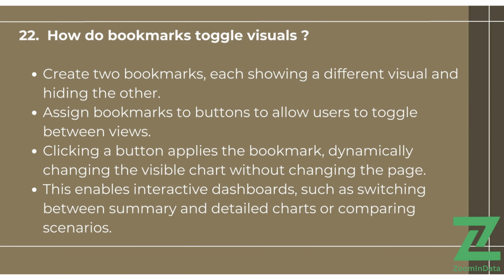22nd question. How do bookmarks toggle visuals? Create 2 bookmarks, each showing a different visual and hiding the other. Assign bookmarks to buttons to allow users to toggle between views. Clicking a button applies the bookmark, dynamically changing the visible chart without changing the page. This enables interactive dashboards, such as switching between summary and detailed charts or comparing scenarios.